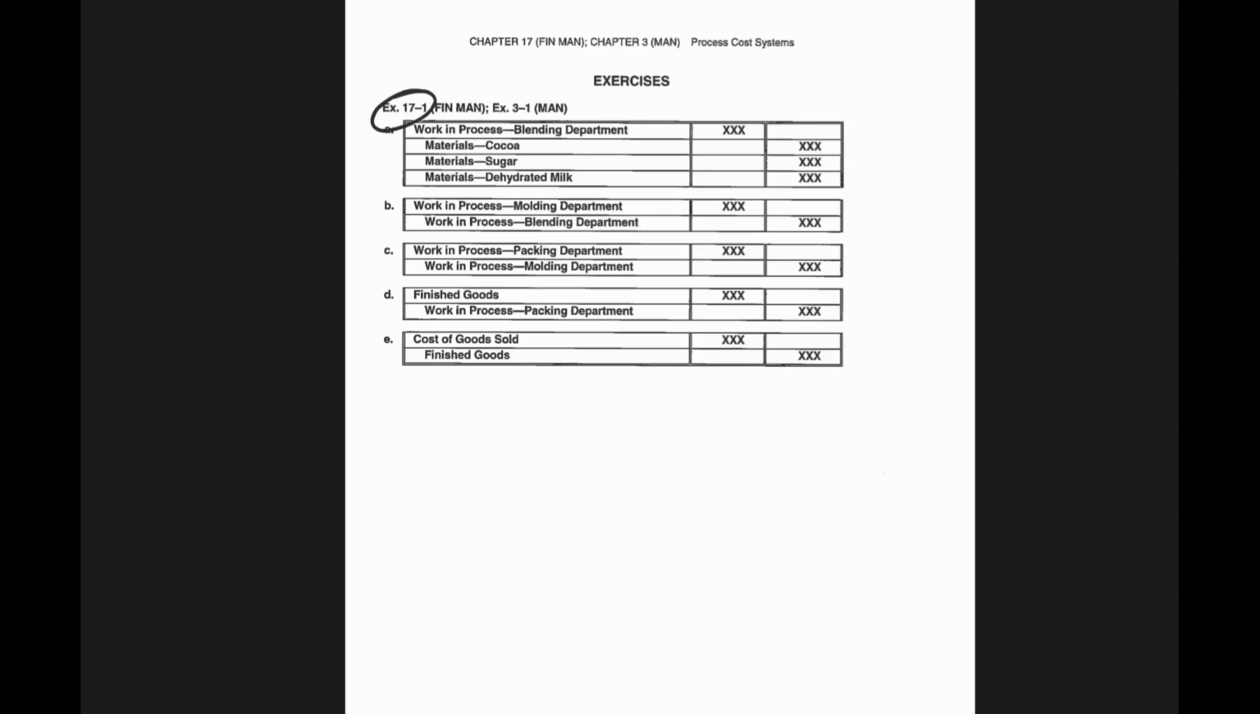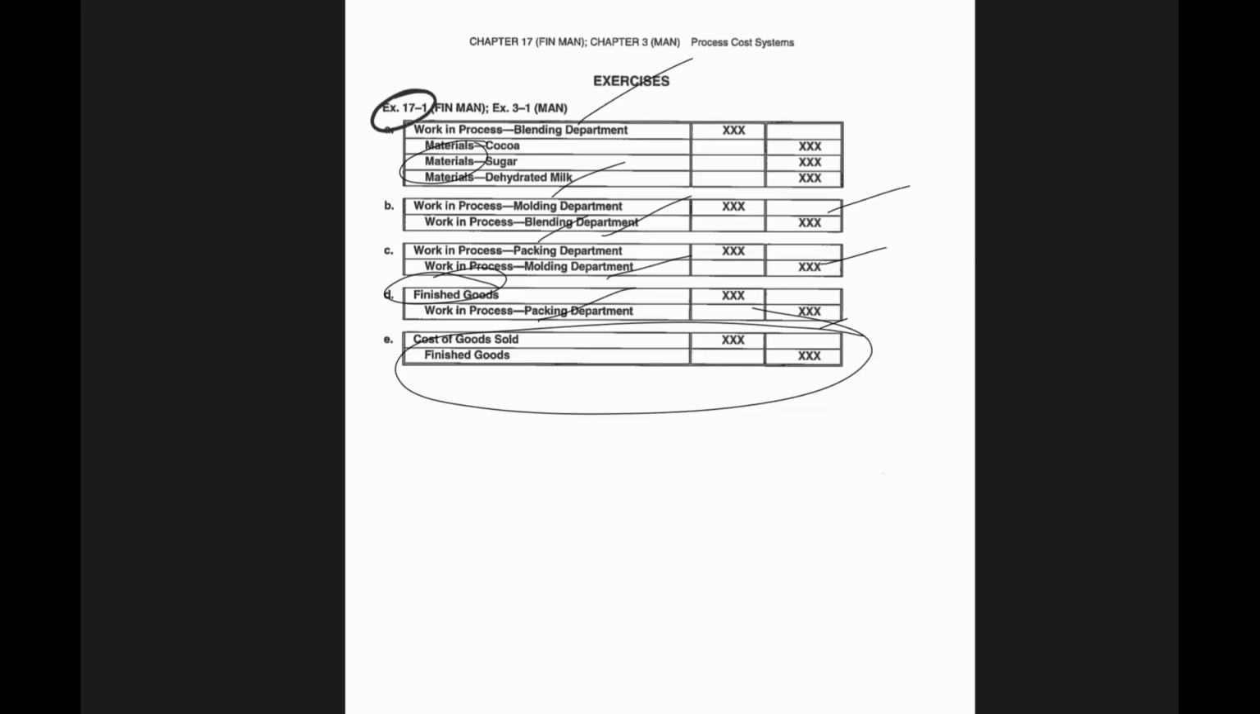It's Hershey. There are three raw materials: cocoa, sugar, and dehydrated. These raw materials first go into the blending, then it goes to molding, and then to packing, and then ultimately to the distribution center. So A through E, it just asks, how do you journalize that? First, you're going to take it out of materials and put it into the blending WIP account, and then from blending WIP it goes to molding. From molding, it goes to packing, and then from packing, it ultimately goes to finished goods, and then at some point, the actual item is sold.